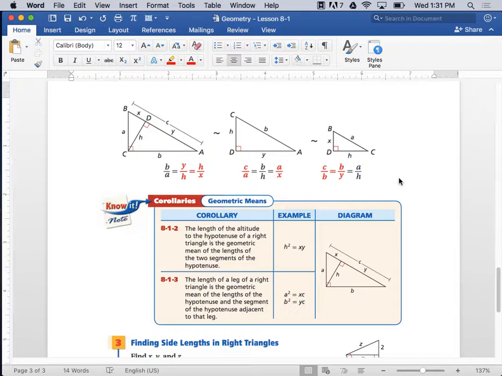You see it? Okay, but what do I know about similar triangles? Well, the ratio of B to A is the same as the ratio of Y to H, which is the same as the ratio of X to H, you see?